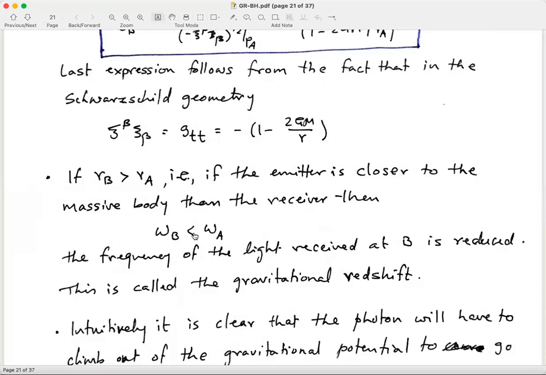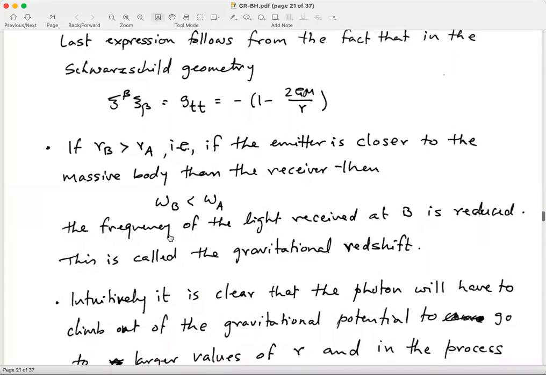Now, if omega B is smaller than omega A, then the light emitted from point A, when it is measured at omega B, would have reduced frequency. And that is the reason why it is called gravitational redshift.